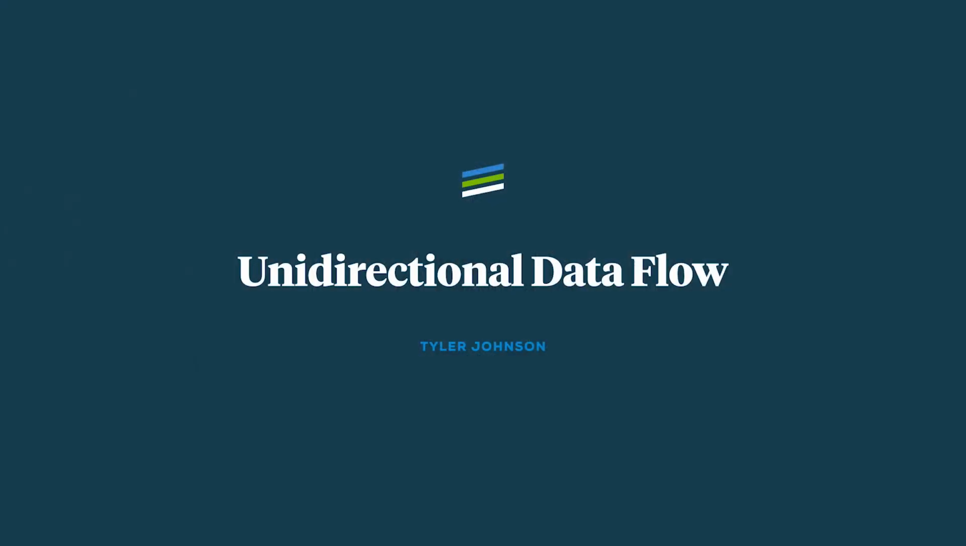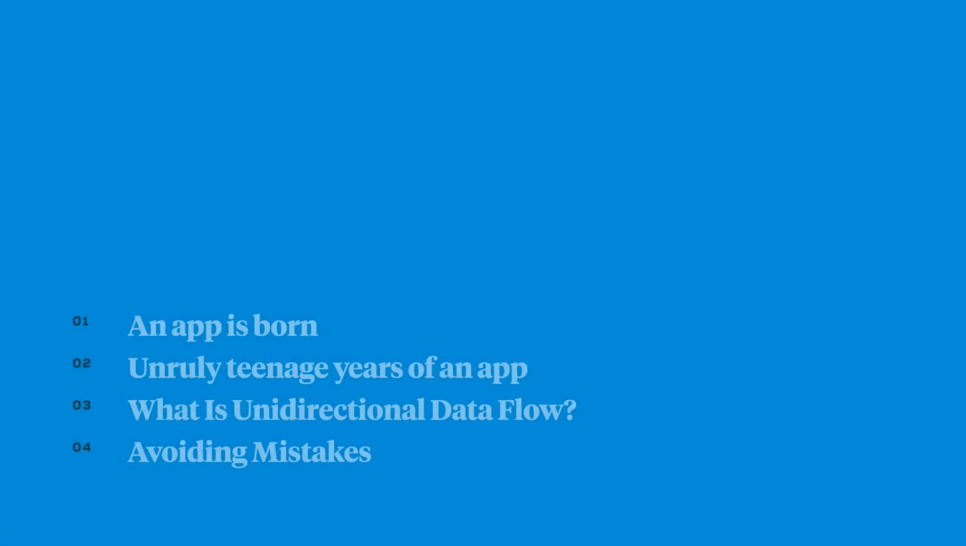And in this video, I'd like to explain a foundational concept called unidirectional data flow that we use at Livefront that influences the way that we think about building products. We'll start by taking a look at how an application comes into the world. Then we'll see how an app matures and identify the logical endpoint of an architecture that isn't designed around an app state. We'll wrap up by discussing what unidirectional data flow is and how to avoid common mistakes.